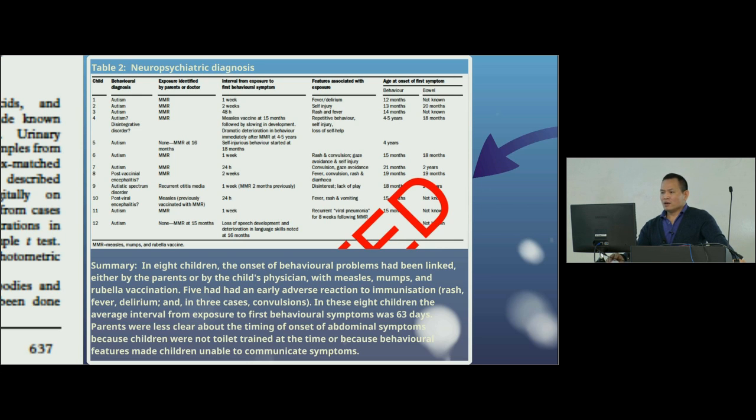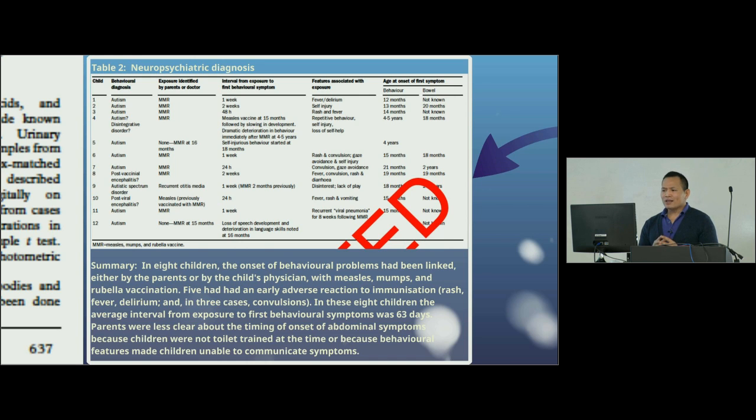Okay, you see here some of them are within 1 week. The second child is 2 weeks, 40 hours. And then 1 week, 24 hours. So some of the behavioral changes are pretty drastic as soon as they get the vaccine, which is quite striking.